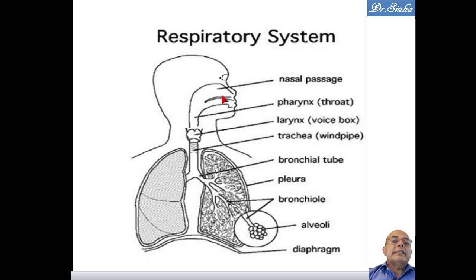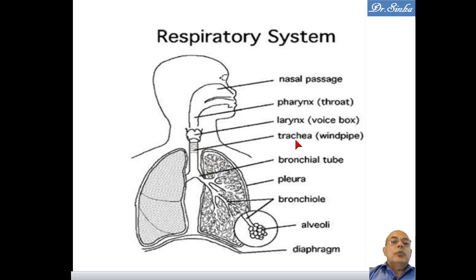Inflammation of nasal passage is called rhinitis. Presentation will be sneezing and running nose. Inflammation of pharynx is called pharyngitis. Presentation will be sore throat and cough. Inflammation of larynx is called laryngitis. Symptom will be hoarseness of voice and croup, that is barking cough in case of children.